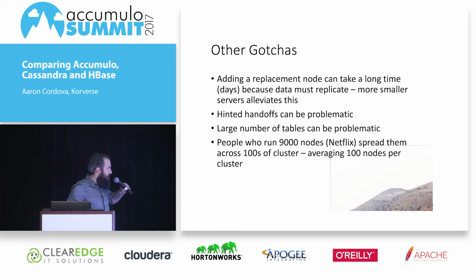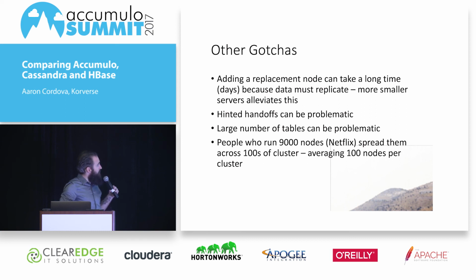Other people recommend not using hinted handoffs. Large number of tables like in Accumulo can be problematic. And then I thought this was interesting. Netflix said they had 9,000 nodes, but then they had hundreds of clusters, which means they probably don't ever run clusters much larger than 100 nodes. I always find that interesting. It's got to be administratively easier to run one big cluster than it is many, many small clusters, I have to assume. Maybe the security doesn't allow that.